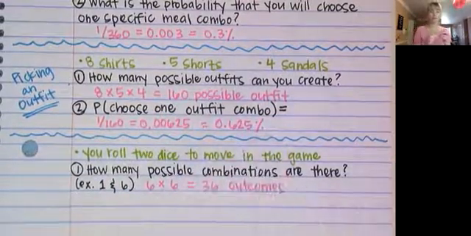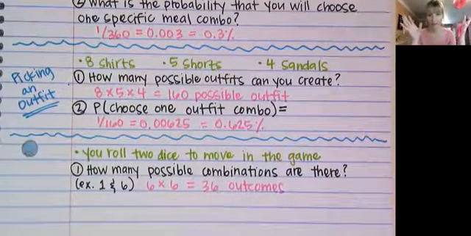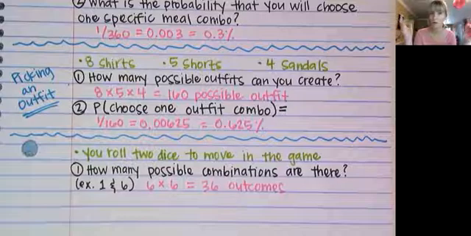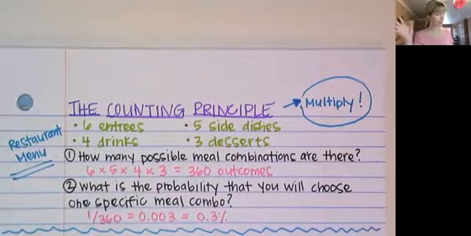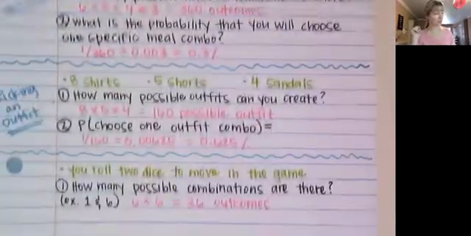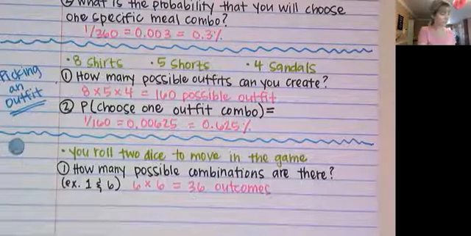And when I do this in class, students always want to tell me that if I'm rolling 2 dice, then I just have 12 outcomes. You are not adding. Remember, the key word here with the counting principle is multiply. 6 times 6 is 36. So you have 36 outcomes. Now let me ask you a couple probability questions for this one, okay?